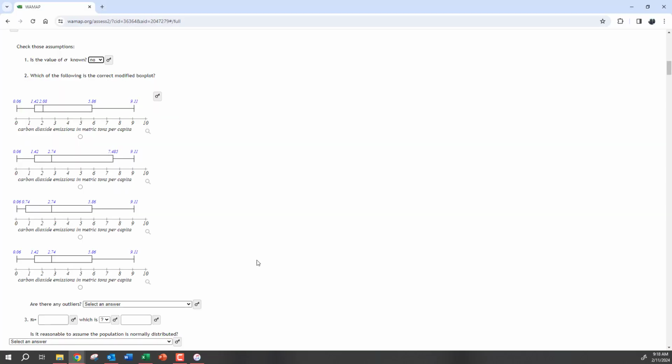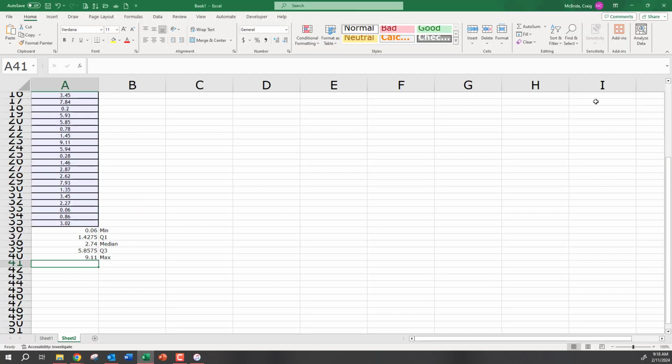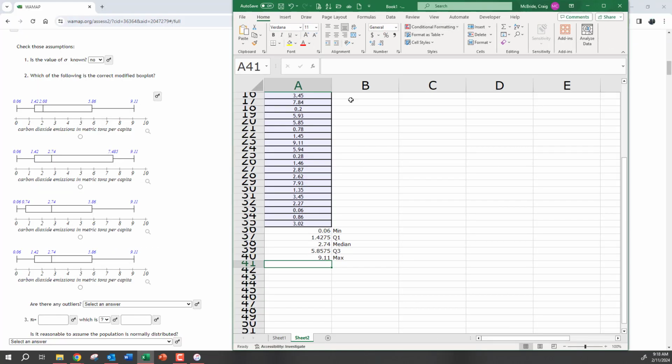So it might be the case that ours doesn't perfectly match, but we should be able to at least find something similar. So we can see that all of these have 0.06, and all of them have 9.11 for the max.